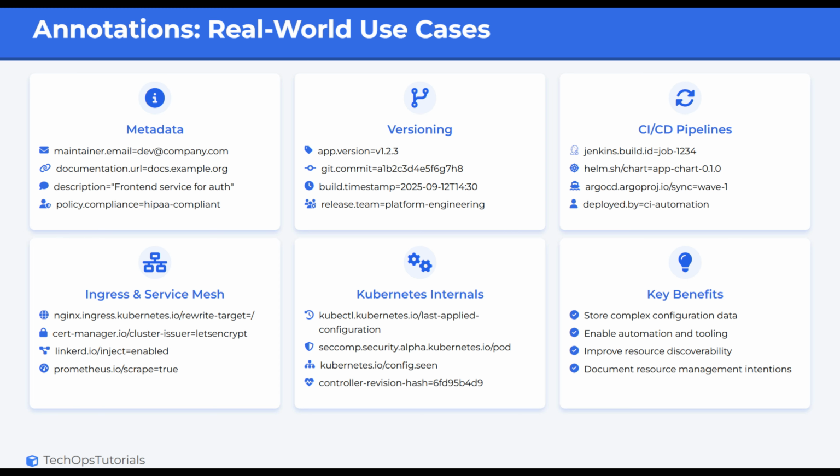In Ingress and service mesh setups, annotations configure things like rewrite targets, TLS certificates, or service discovery for monitoring tools like Prometheus. Kubernetes itself also uses annotations internally, for example, to keep track of last applied configuration or security policies. And the big benefit is annotations let you store complex configuration data, improve automation, make resources easier to discover, and even document why something was configured a certain way.